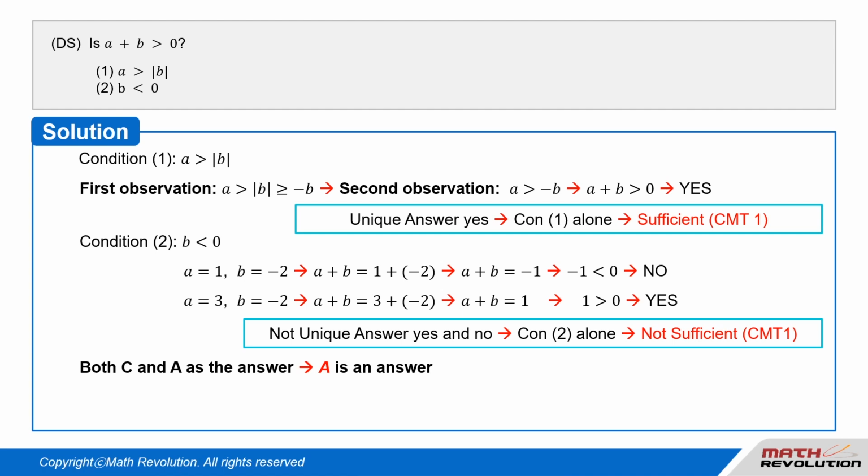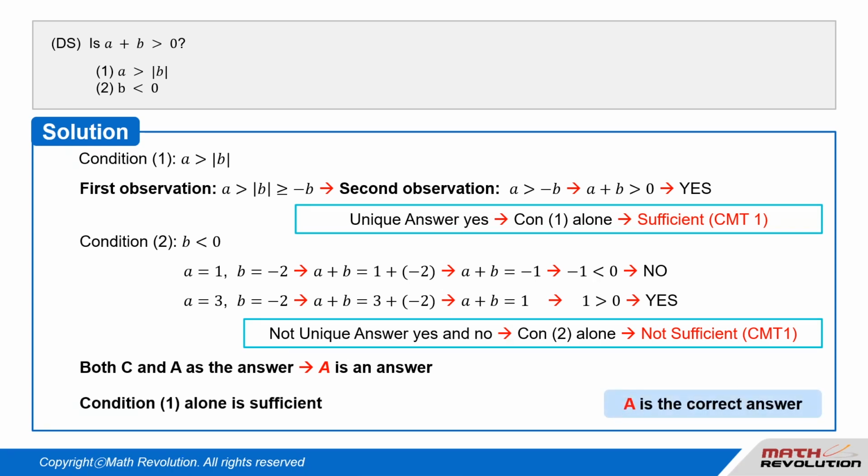This question is a 50 to 51 level question and can be solved using the relationship between the variable approach and the common mistake type 3 and 4, A or B. Condition 1 alone is sufficient, so A is the correct answer. Answer A.